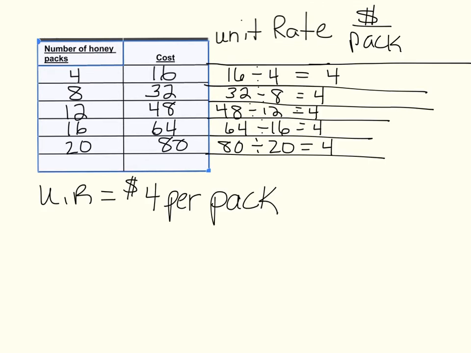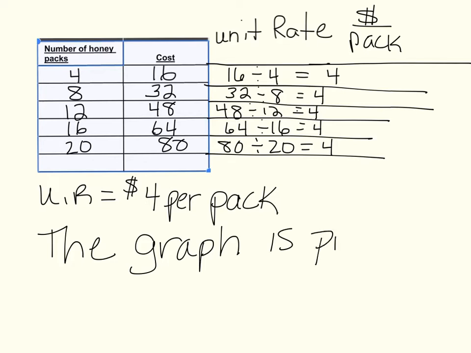Okay, so once I did all my work here, I found that all the unit rates were 4. And what does that unit rate mean? So I go back and look at my words. $4 per pack. So my unit rate is $4 per pack. Since they all had the same unit rate, that means the graph is proportional.